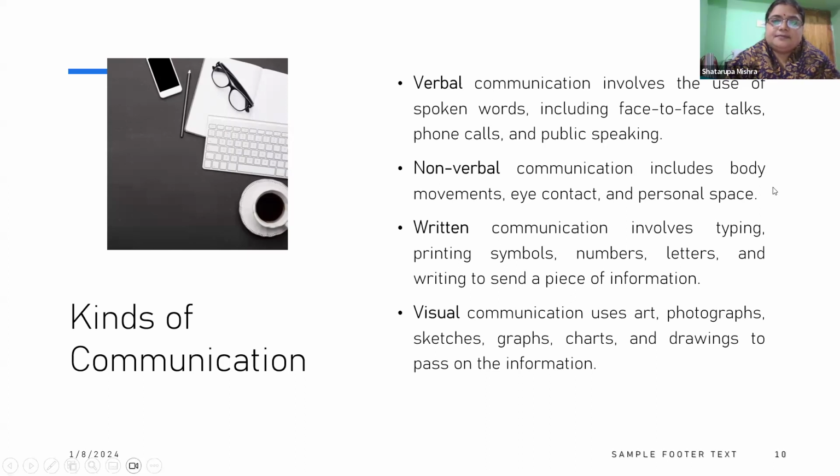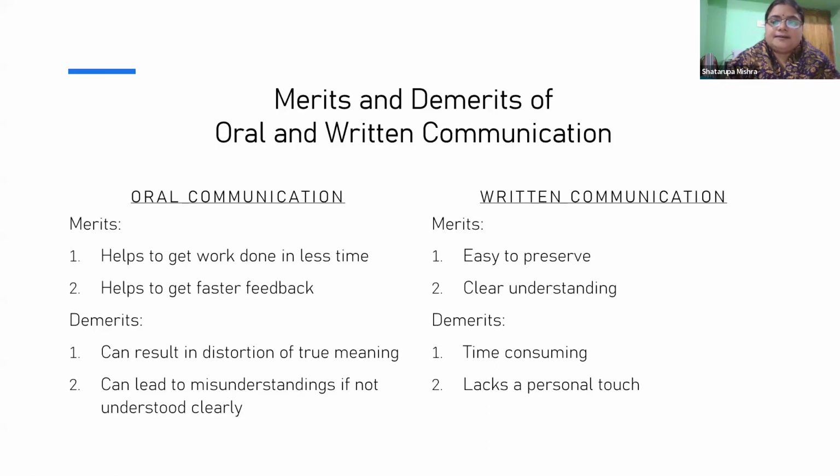Then we will go to the next slide, where we will see some merits and demerits of oral and written communication. Okay, so there are some plus points and there are some negative points about oral and written communication. Oral communication is another word for verbal communication. Now, oral communication merits: it helps to get work done in less time.